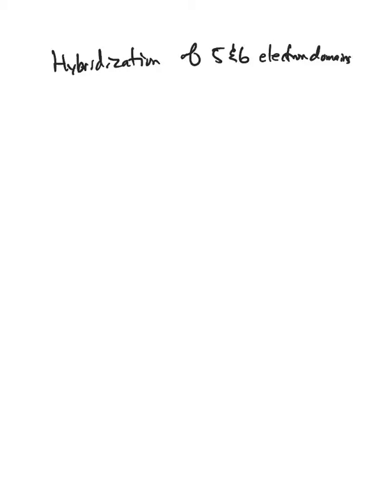Hello, let's continue our discussion about hybridization. And let's talk about the hybridization of 5 and 6 electron domains. And so let's look at a molecule like PCl5. Its Lewis structure looks something like this.